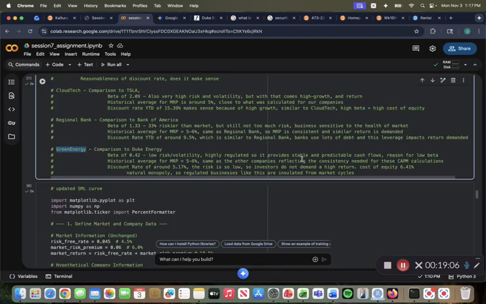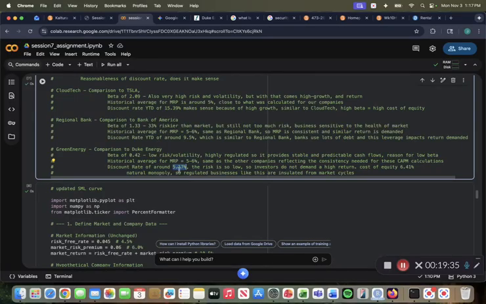The cash flows will be predictable and not very high, unlike a high risk, high return company like Tesla or cloud tech. Same MRP, keeping it consistent across the board, and the discount rate being about 5.17%. Investors don't demand a high return for that. So because of that, we don't need a high discount rate.